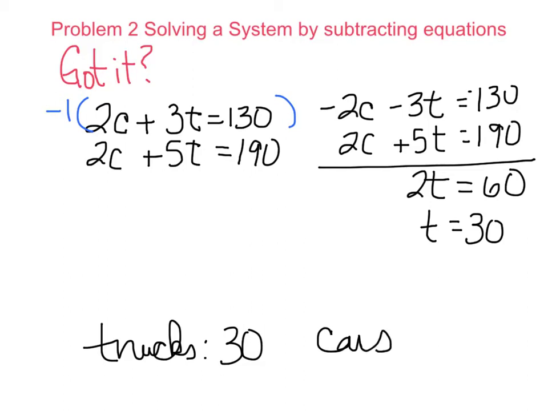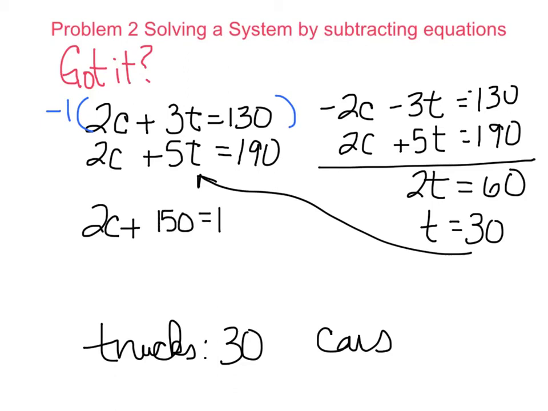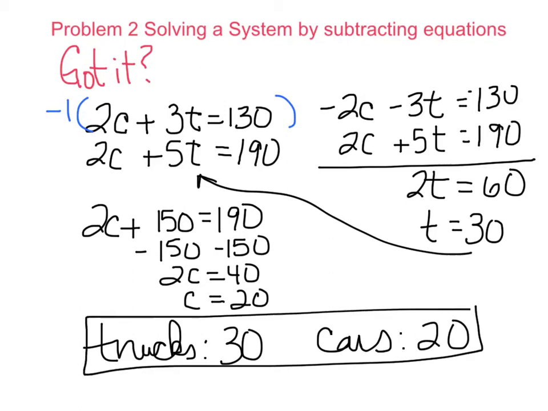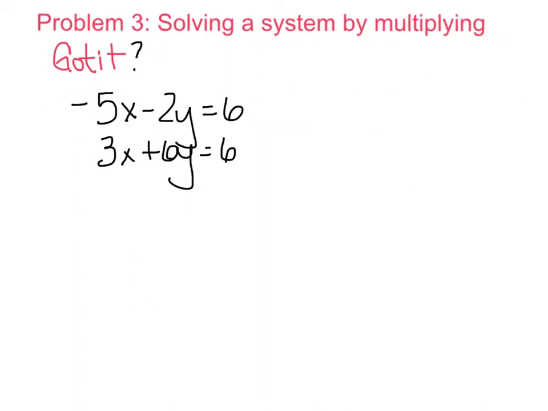Cars, if I take the 30 and plug it in, I can plug it in anywhere I want. I'm going to take the T and plug it in right here. 2C plus 5 times 30, that's 150, equals 90. I subtract 150. 2C equals 40, so C equals 20. So that means there are 30 trucks and 20 cars.